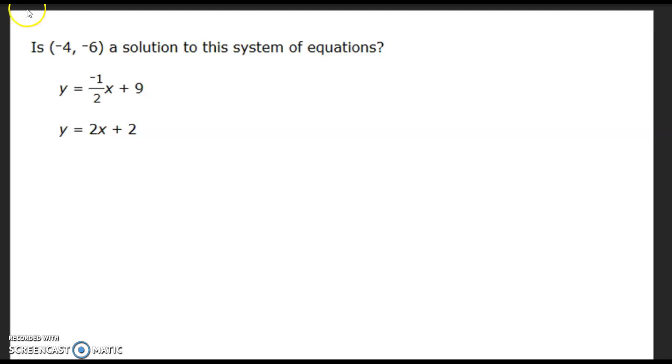So what does it mean to be a solution? When you're graphing a solution, you are trying to find the point where the two lines cross. So that point is on both lines because that's where they meet. So we have to see if this point is on both lines. -4 is our x value, and we are going to plug that in everywhere that we see an x.